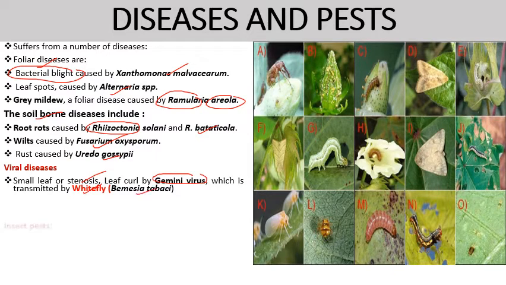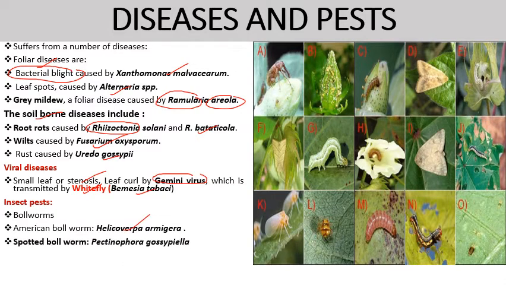that is Bemisia tabaci. Then insect pests, which include bollworms, firstly the American bollworm, that is Helicoverpa armigera. Then the spotted bollworm, Pectinophora gossypiella. Then nematode, which includes root knot disease caused by Meloidogyne incognita. So these are some diseases and pests of cotton that lead to huge losses in the yield of cotton.